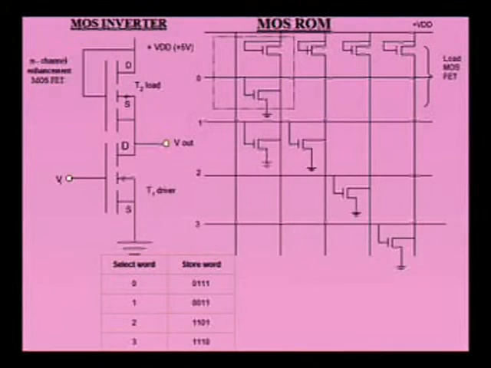or plus 5 volt. When you apply plus 5 volt to the input, the MOSFET will be in the on state and most of the voltage will drop across the load MOSFET, and you will get a very low voltage as an output. Similarly, when you apply 0 volt to the gate of the MOSFET T1, it will be in the cutoff state. There won't be any potential drop across the load MOSFET T2, so the output will be high.